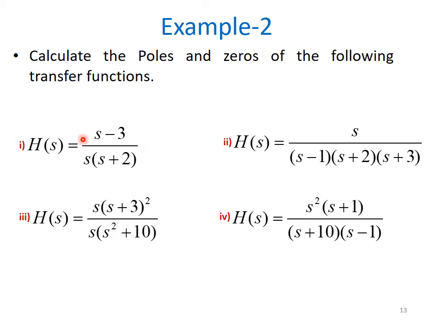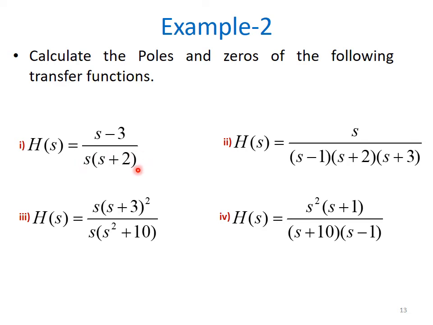So for zeros, find out the roots of the numerator. In this case, the numerator is s minus 3. So what would be the root of s minus 3? s equal to 3, of course. So the zero is at 3. So the system has only one zero and it is located at 3 in the S-plane.